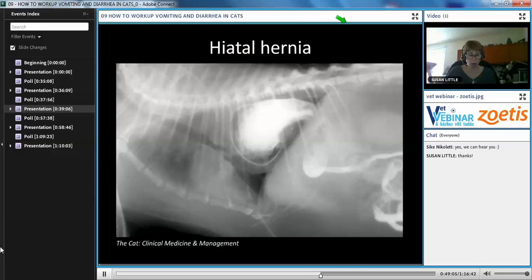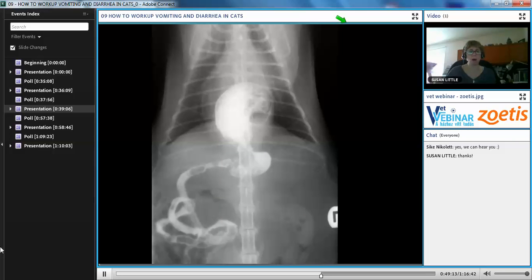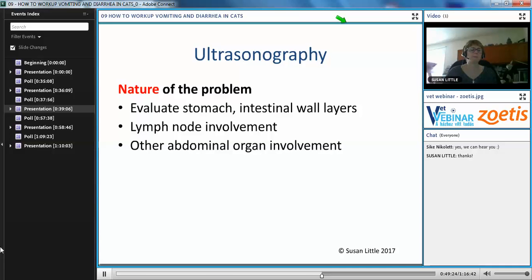Those can be congenital. They can also be acquired. These cats tend to have chronic intermittent vomiting, sometimes with regurgitation, but often it's just chronic intermittent vomiting. And here's the ventrodorsal view on the same patient. So there are times when contrast radiographs give us that much more information.